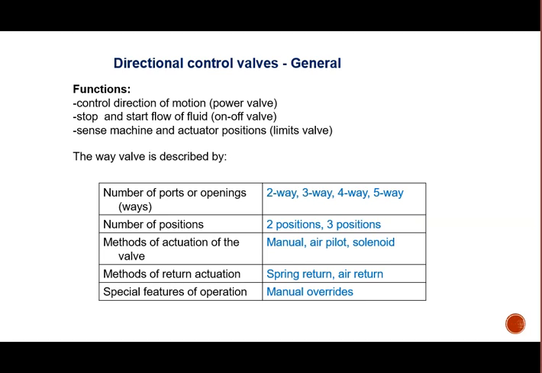So the directional valve controls the motion and also starts and stops the flow of the compressed air, and it is also used as a limit valve. So these are the names of the DCV: 2 ways, 3 ways, 4 ways, the position, and then the method, and also how the valve needs to return. Sometimes they use a spring and sometimes they use air.